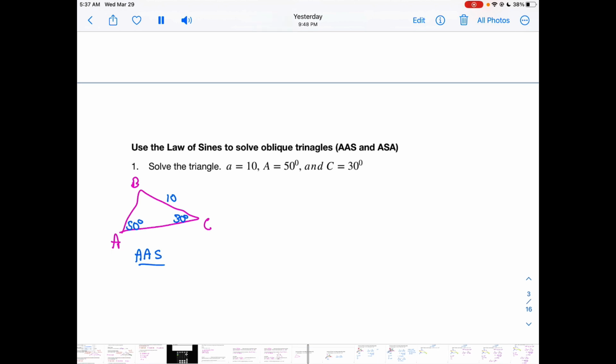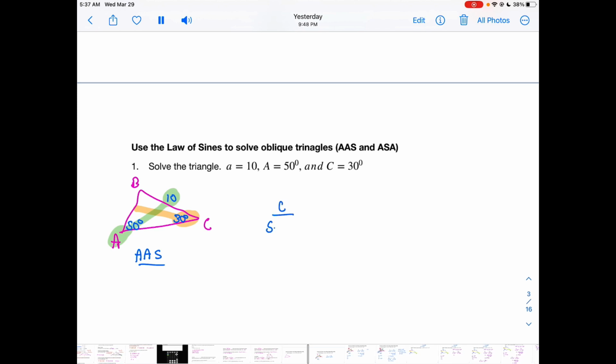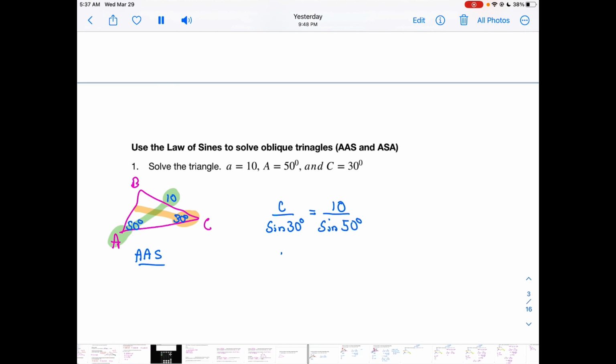First thing I want to notice when I'm looking at this is that I'm given an angle and the side opposite. You have to have one of the ratios in order to use the law of sines. And then the other one, I'm given angle C, but I'm missing side C. So that's the first one I'm going to solve for. I'm going to solve for side C. So that's going to give me that C is to sine of 30 as 10 is to the sine of 50. And then I'm just going to solve this equation for C by multiplying each side by the sine of 30 degrees.